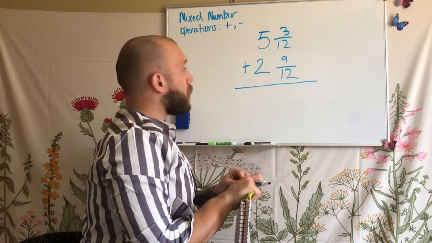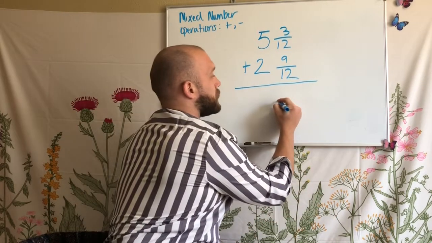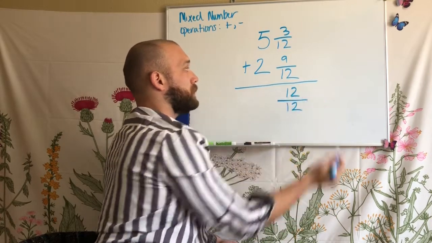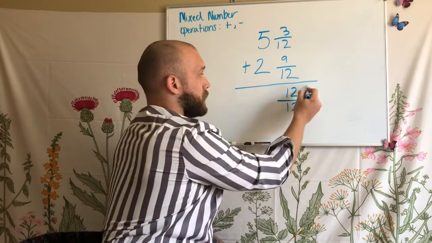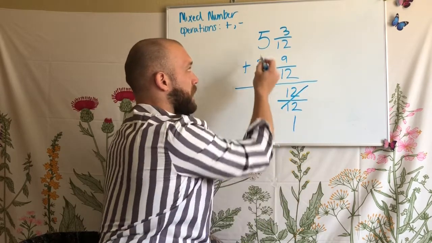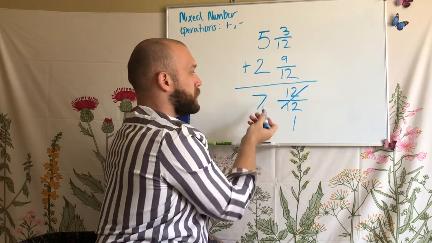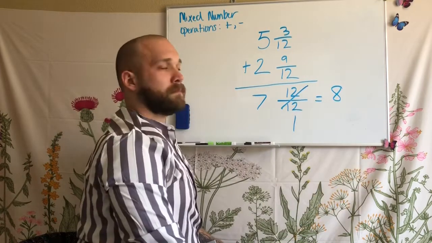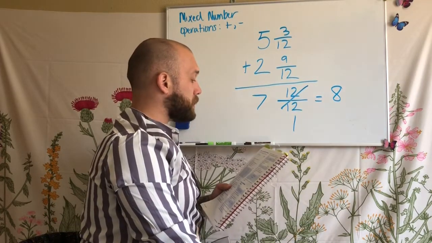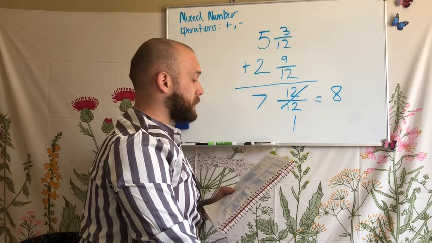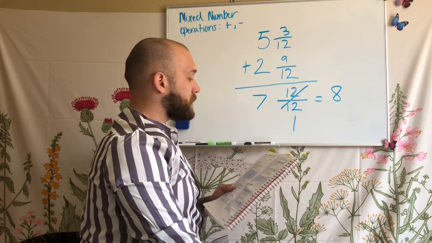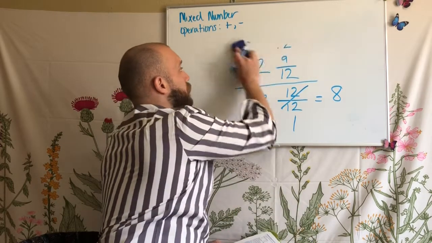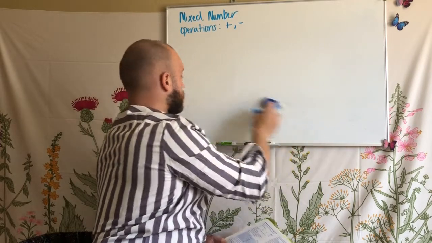All right, so let's solve this. Our denominator will stay the same because it is 12. 9 plus 3 is 12. Whole fraction, we know that this is going to equal 1. And 5 plus 2 is 7. My new equation, 7 plus 1 equals 8. That was actually from part 1 in lesson 85, problem A. Next up, you have B, C, and D to do.